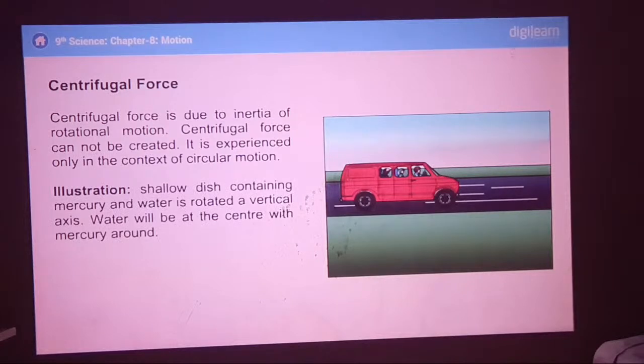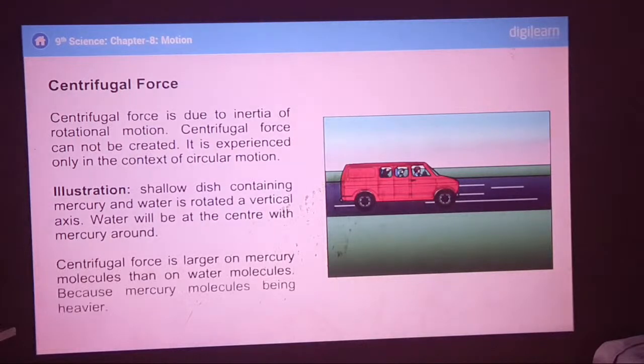Illustration. A shallow dish containing mercury and water is rotated about a vertical axis. Water will be at the center with mercury around. Centrifugal force is larger on mercury molecules than on water molecules because mercury molecules are heavier.